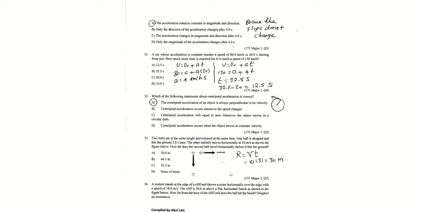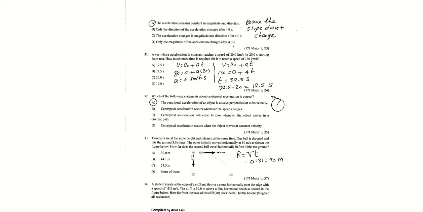Next question is a conceptual question, and it says, which of the following statements about centripetal acceleration is correct? And this is the correct answer because in centripetal motion, the object moves in a circle such that the acceleration is always toward the center and the velocity is tangent to the motion. So you can see this is a tangent and this is a radius. So the angle between them should be 90 degrees. That is what the word perpendicular means, right? It means 90 degrees. So A is the correct answer here.